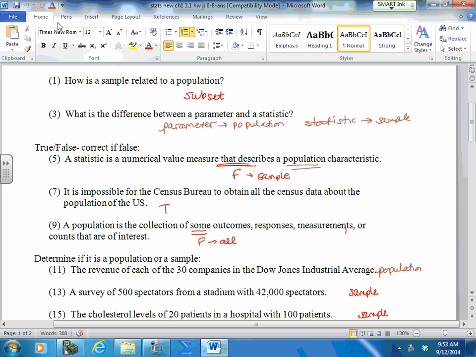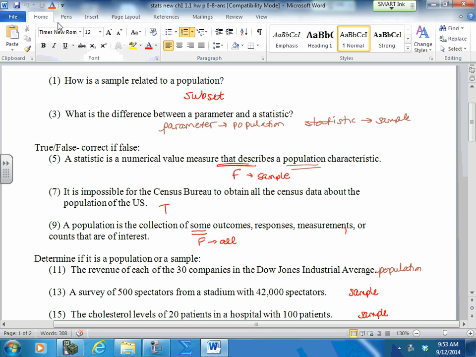Let's go through your answers and see if you have any questions. All right. How is a sample related to a population? Remember, the sample is a subset, part of the population. So you go for your number first, whatever they say, how many participants, how many people in the study, how many people responded, and you say, are there more? That's how you know if it's the sample or the population. You with me, guys?